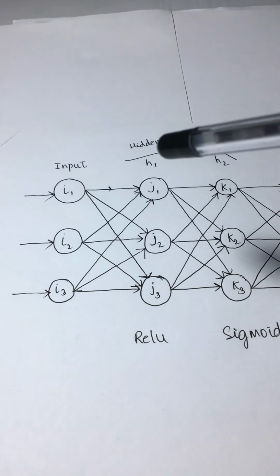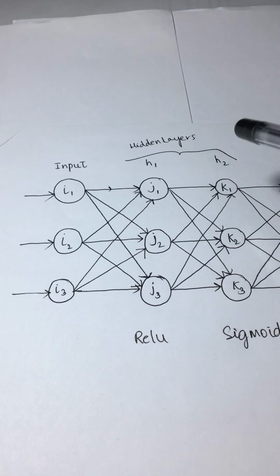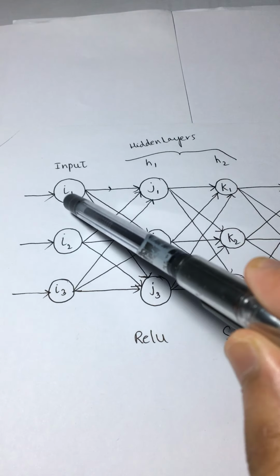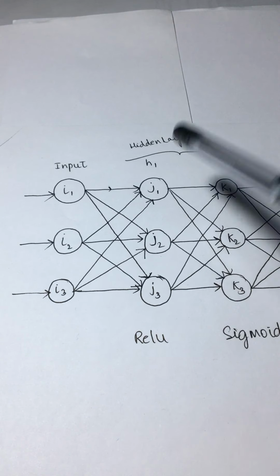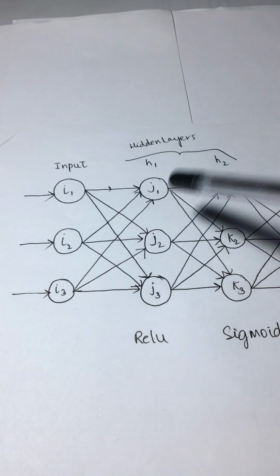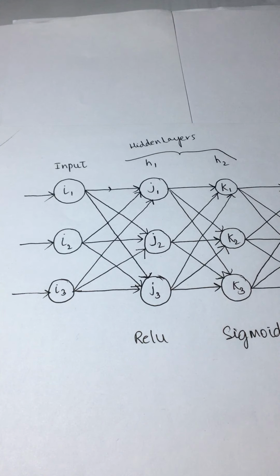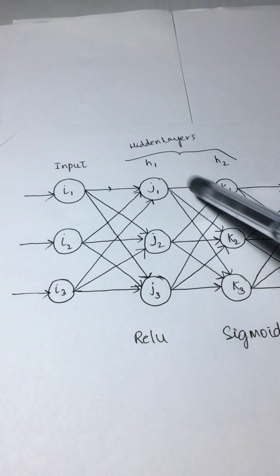So in this particular session, again going back to the same image of a neural network, all these connections which you see over here, maybe a connection from I1 to J1 or from J1 to K1, in general all of these connections are nothing but your weights between these two nodes.